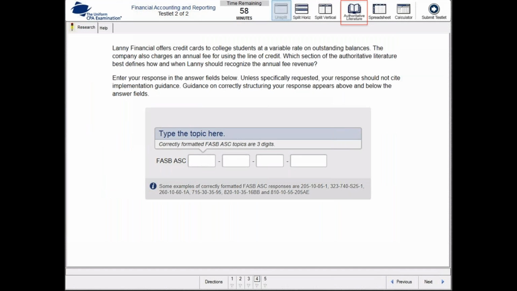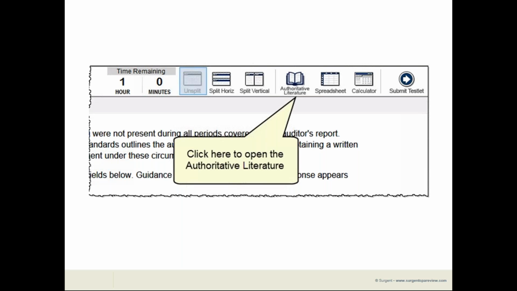So I just wanted to show you first and foremost exactly what a research simulation is going to look like when you get to your exam. You have your question here, there's a specific area where you're supposed to type in your answer, and at the top you have all these little icons. If you look at the top right, I tried to point it out for you, there is a button that says authoritative literature, and that's where you're going to go in order to research this question and ultimately solve it.